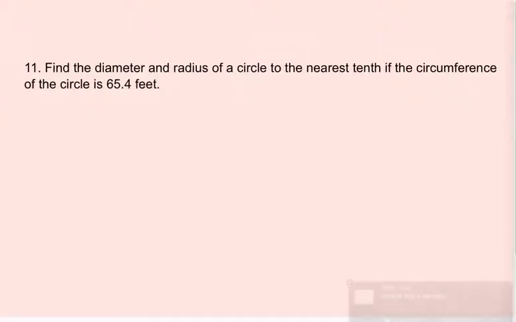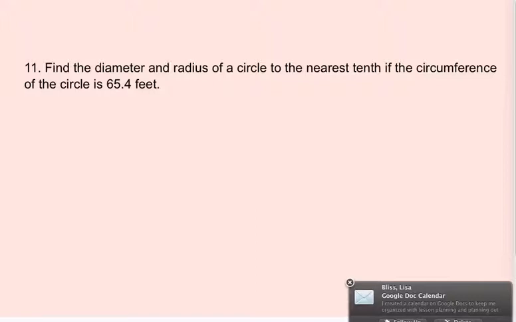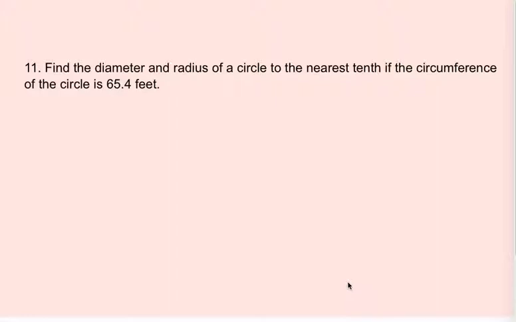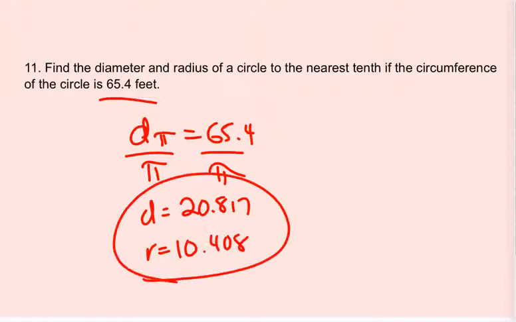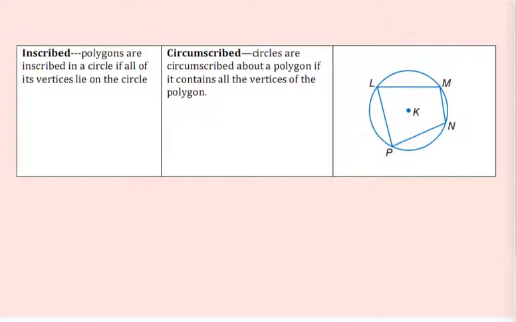Find the diameter and radius of a circle to the nearest tenth if the circumference is 65.4 feet. So the circumference is 65.4 feet. So that means your diameter times pi equals 65.4. Divide by pi. So that means my diameter is going to be 20.817. Divide that by 2, that's my radius, 10.408. There's my answer.